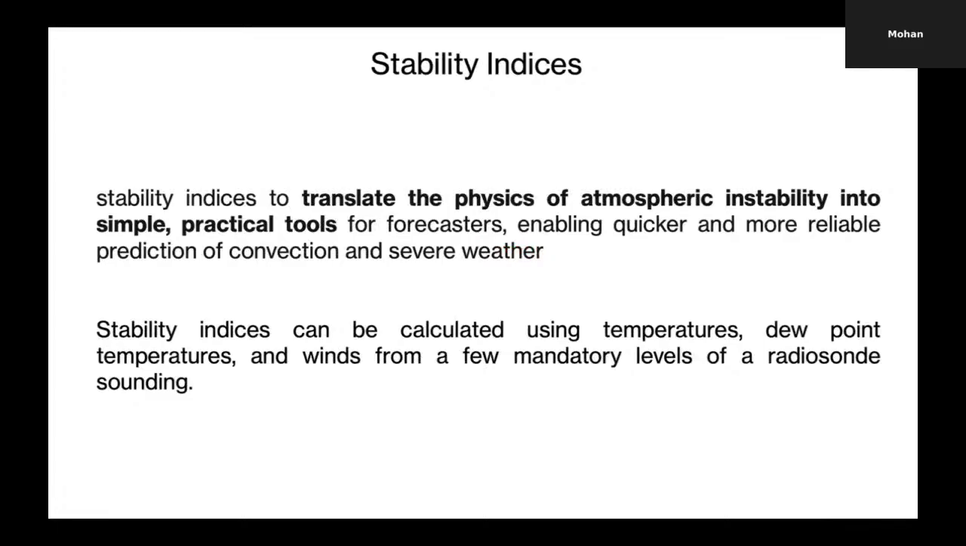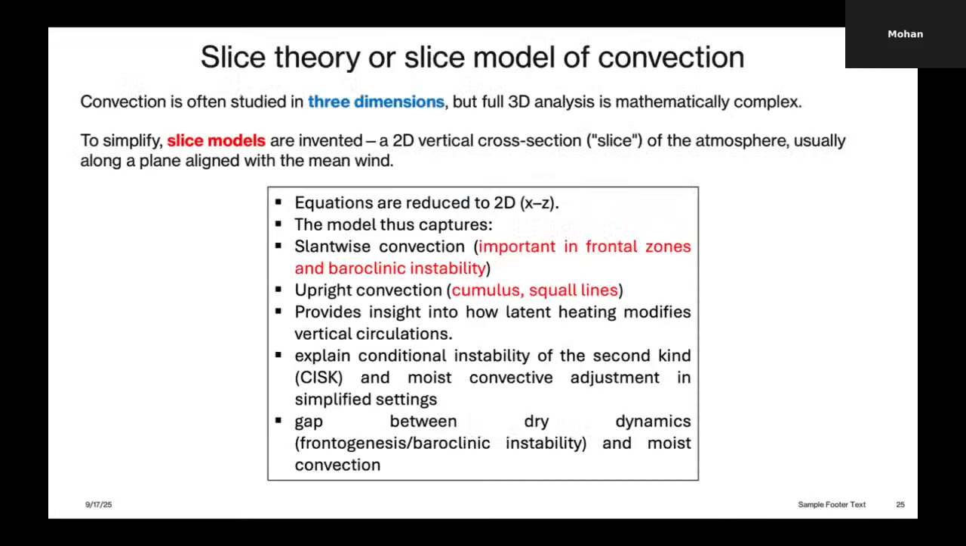Sir, I have a doubt. Yes, can I ask you? On slice theory you told that if the mean wind is westerly, then we can slice like 2D XZ. So how will we slice, vertically or horizontally? That is my question.